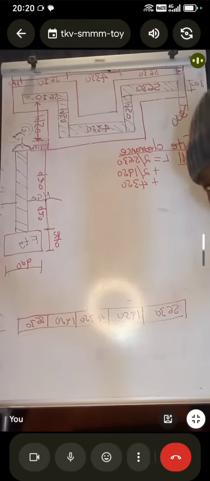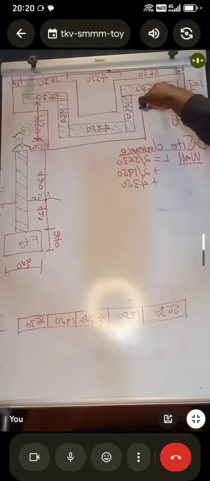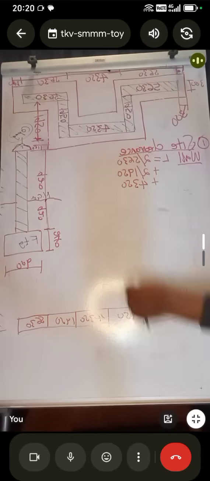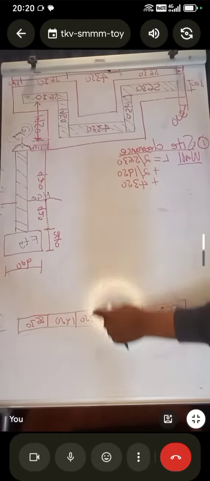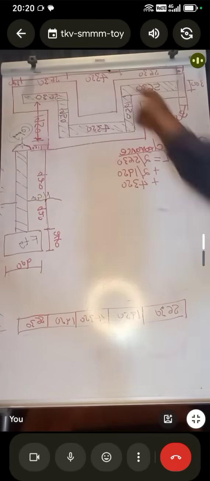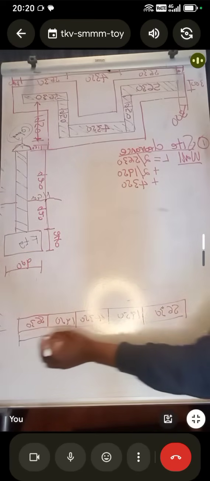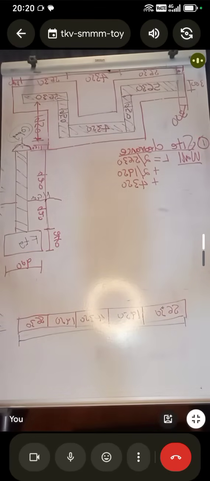What I'm saying is that I see here, don't worry. This first portion is this one. The second one is this one. The third one is this one. The fourth is this one. The fifth. This thing is the same wall. I'm trying to make it straight so that you can understand. I need to know the total length from here to here. This is what I've done. You get my point? Yes.